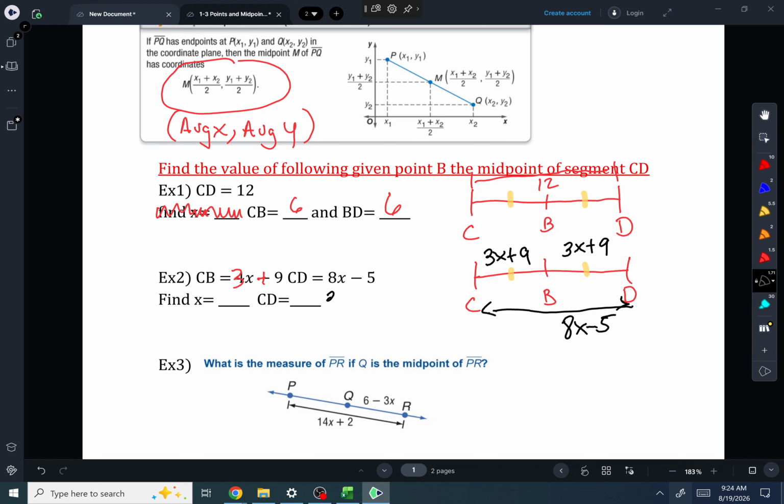So what do I know? 3x plus 9 plus 3x plus 9 equals 8x minus 5. So what do I get? Good. All right, so that's 6x plus 18 is equal to 8x minus 5. It's probably going to get a little bit ugly here. I'm going to bring the 6x over and bring the 5 over. So 18 plus 5 is 23, right? So 23 equals 2x. So x is 23 halves. That is probably the best answer. I probably wouldn't even turn that into a decimal. That's the trap.